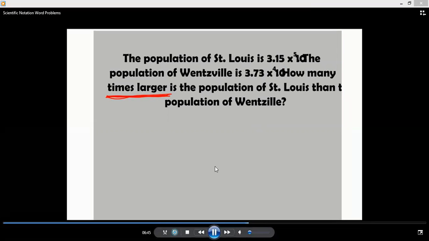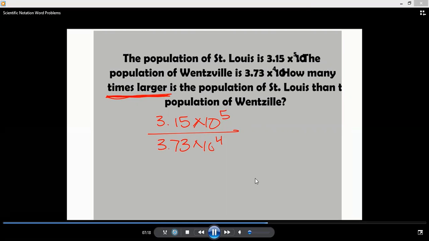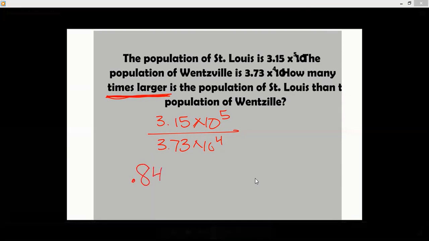Then we are going to put the numbers now. Then it will be 3.15 times 10 to the power of 5 divided by 3.73 times 10 to the power of 4. So we are going to divide. Then 3.15 divided by 3.73 will be 0.845 times 10. Here, it's not in scientific notation.